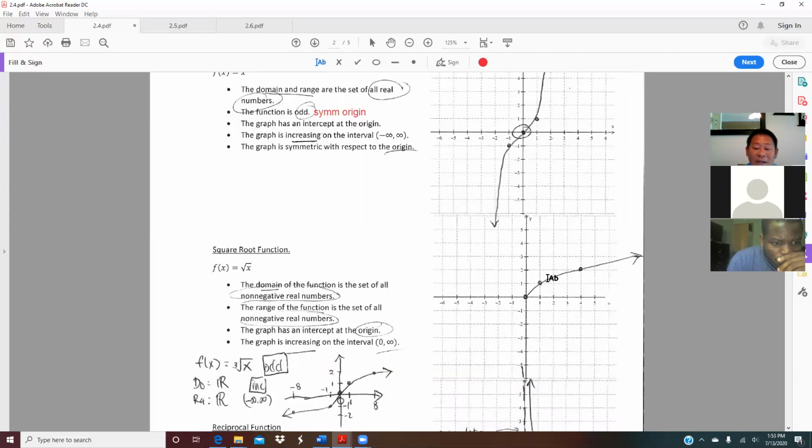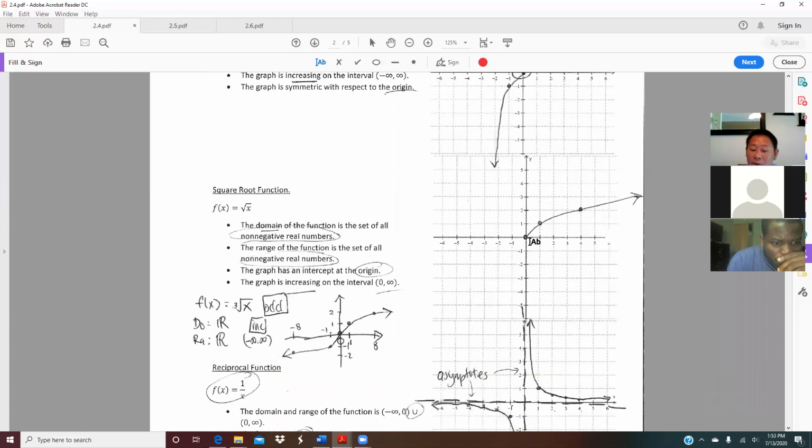The square root function looks something like this. The domain for this is 0 to infinity, including 0. The range is also 0 to infinity, including 0. That means your square root function can only be in quadrant 1. But once you have +3 or minus, like if you take a -3 here or +5, then your graph will be different. Okay, but this is just the basic square root of x. It has a 0, 0 origin, and the graph is always increasing from 0 to infinity.